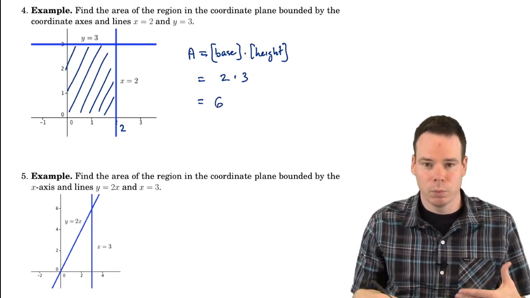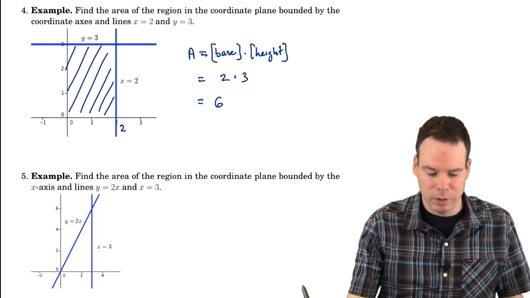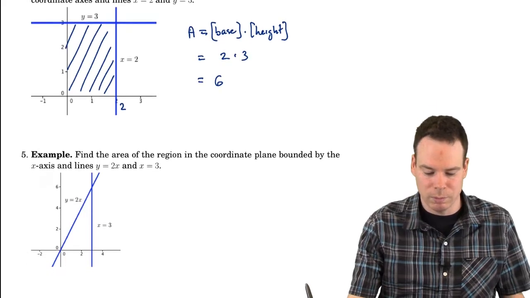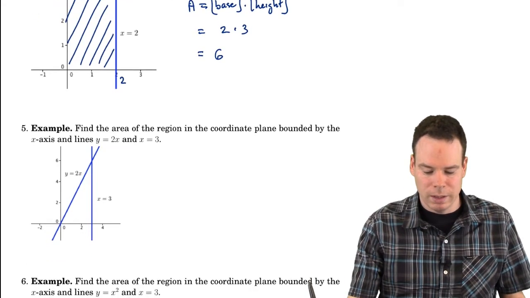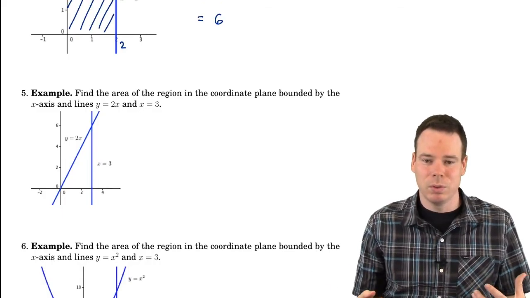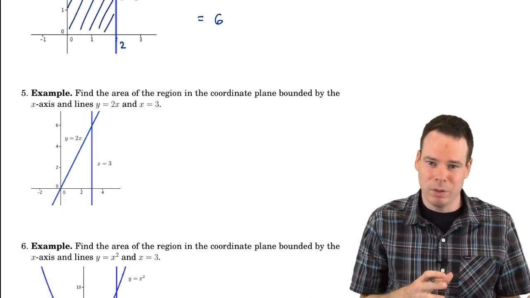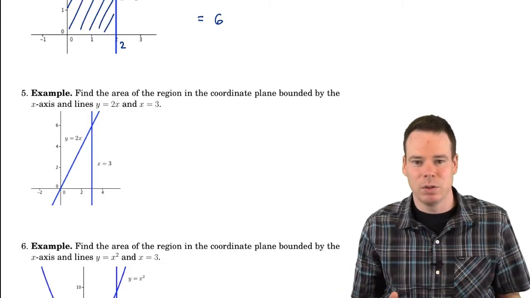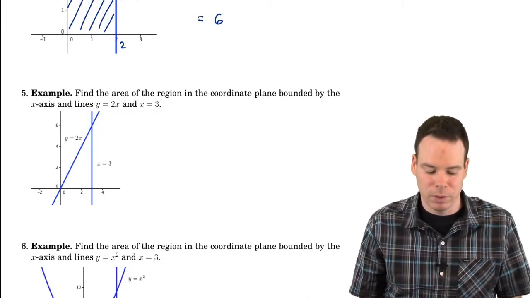Okay, so we're working our way up to some more interesting examples. We're just starting with some of the basics. And the key here to notice is that whenever we're computing these areas, we're in some sense appealing to the area of a rectangle. At some point, we're going to have to generalize that to more complicated regions.